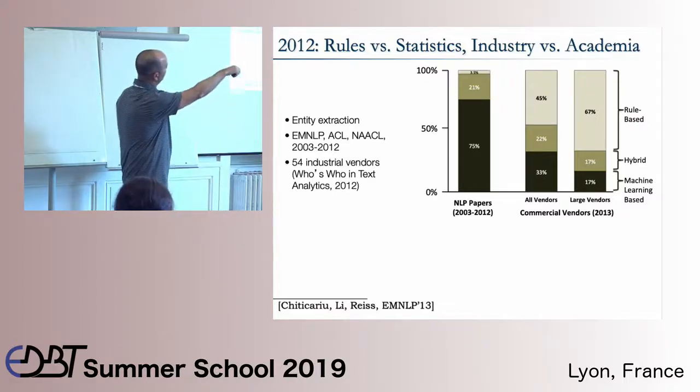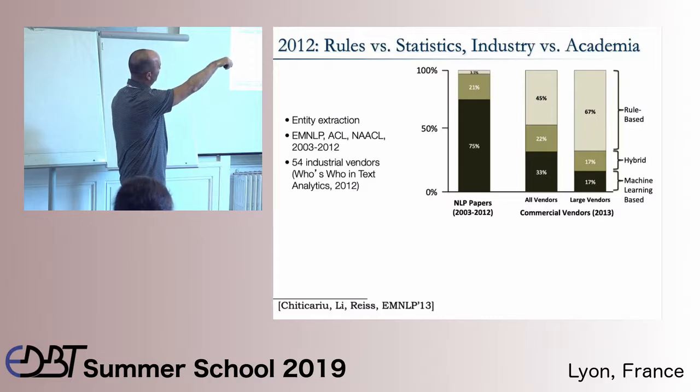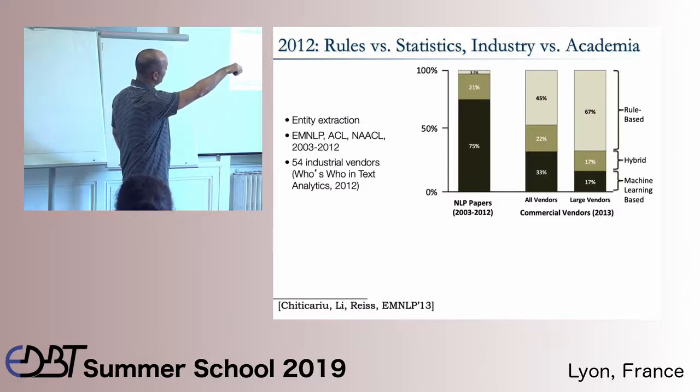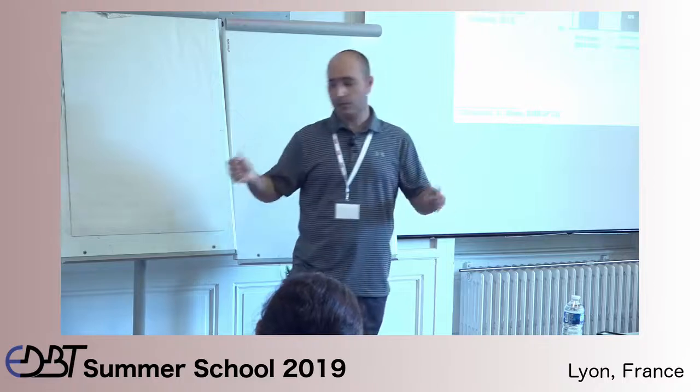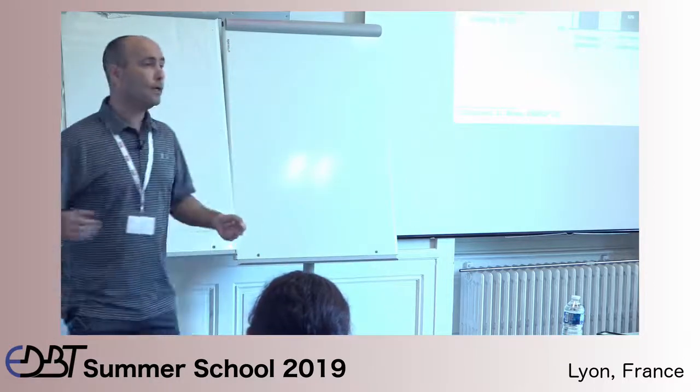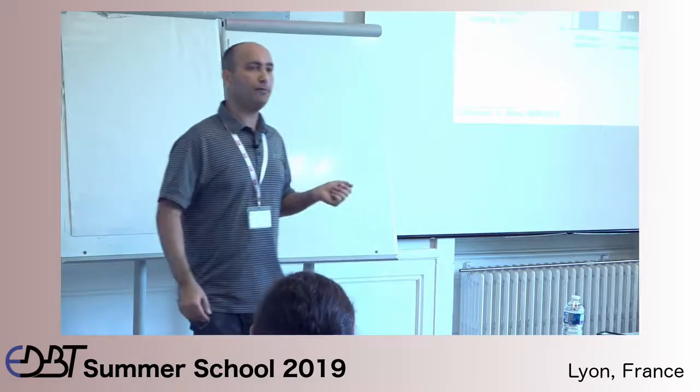And what you see here is that in the academic world, most of the solutions, most of the papers were on the statistical model or machine learning models, but in the industry, especially in the large vendors, most of them were either rule-based or hybrid. And the reason is that these statistical models can get you far in a short amount of time. You deploy some known statistical model, you train it, you give it some examples, and it gives you some impressive numbers in a short amount of time with little effort.